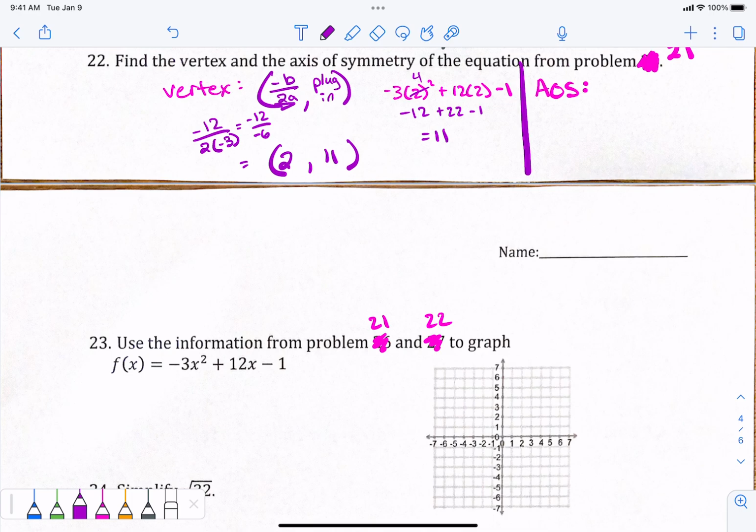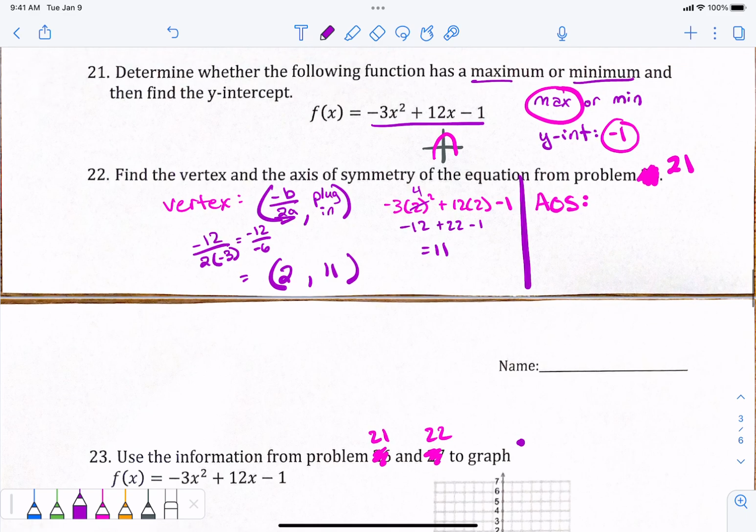I'm going to graph the vertex, okay? The vertex is at (2, 11), which is all the way up here. Yikes. We're off the graph. (2, 11). Sorry, I didn't give you a very good graph. (2, 11), that's my vertex, okay? And we also know that that's the highest point, right? The vertex is a maximum. We know that from here.